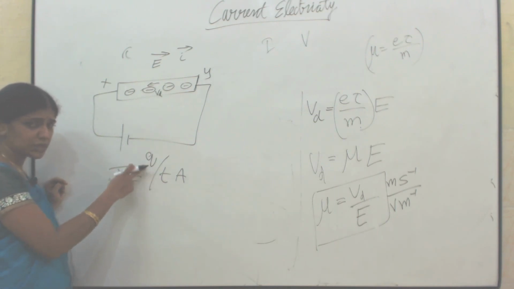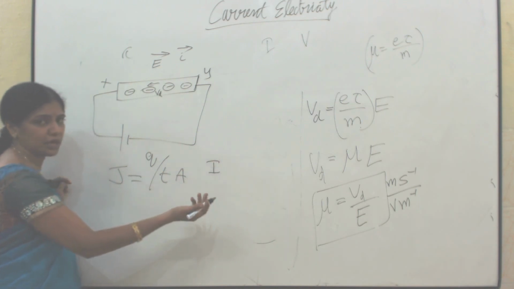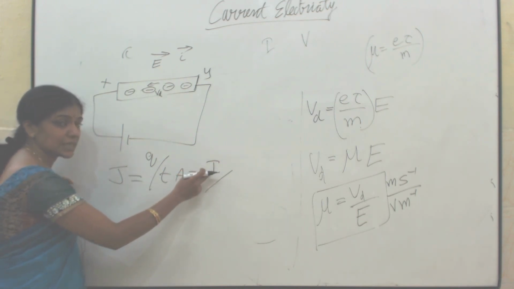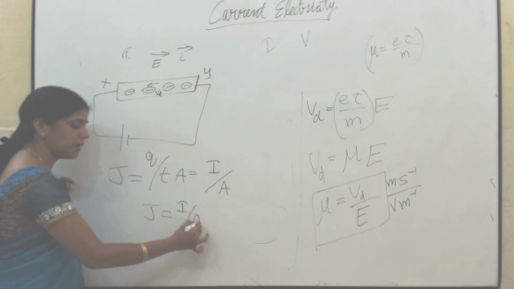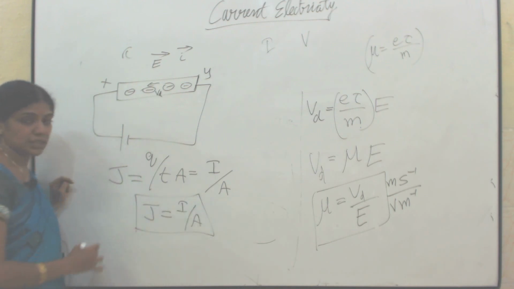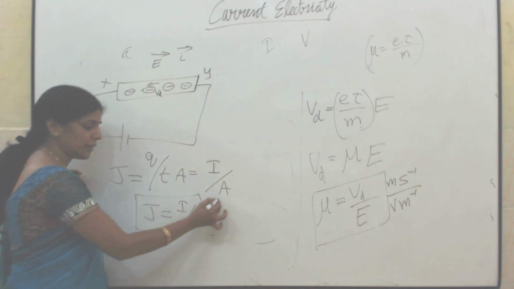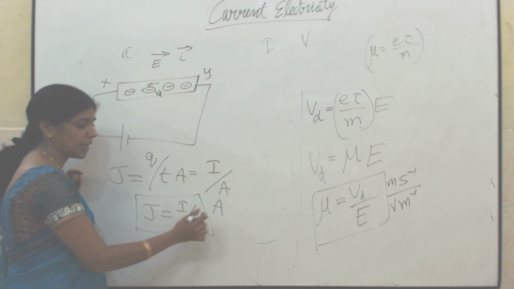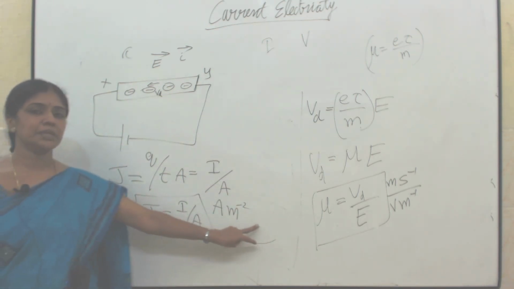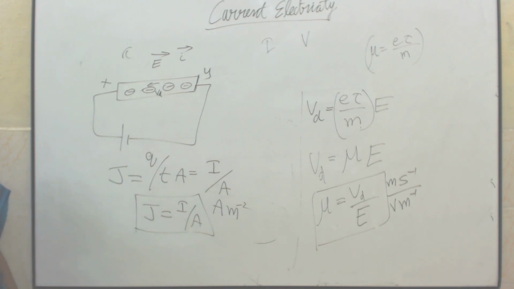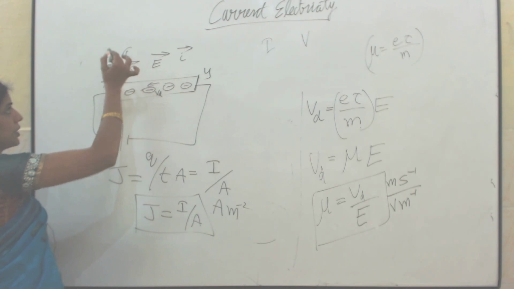Here Q by t. What is this Q by t? Rate of flow of charges. This is nothing but your current. So I can also write this as I by A. So J is equal to I by A, current density. Can you write the unit for this? What is the unit for current? Ampere. What is the unit for area? Meter square. So ampere per meter square is the unit for current density. It is a vector quantity. Current density is a vector quantity.